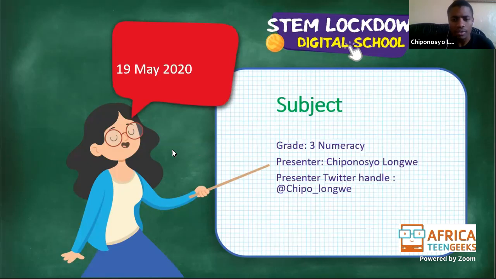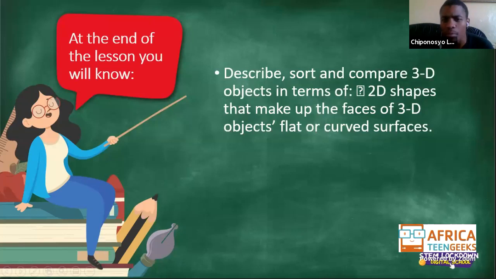Let us start. So we are learning to describe and compare objects in terms of the 2D shapes that make up the faces of 3D objects, flat or curved surfaces. So we're looking at describing, sorting, and comparing 3D objects in terms of the 2D shapes that make up the 3D objects, and also whether they have flat or curved surfaces.